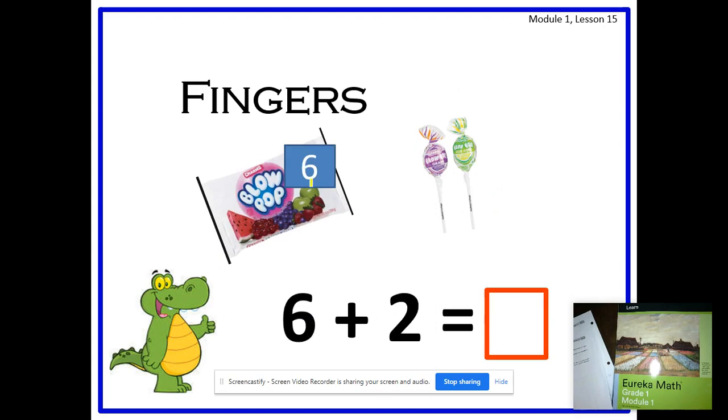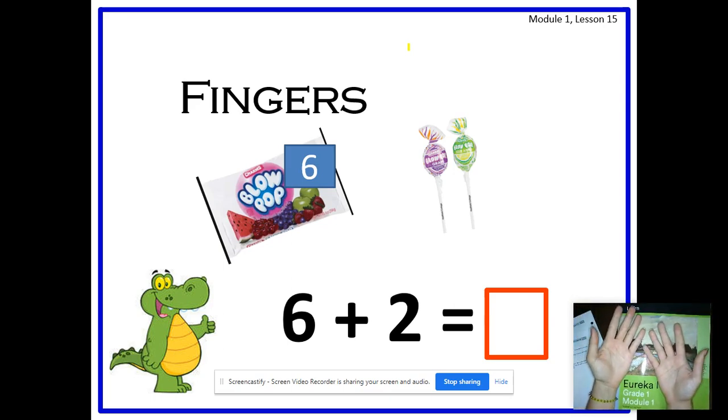Let's continue. Or another strategy is we could use our fingers, right? So when we use our fingers, we count on our fingers. So let's count. Put out your hands, everybody's hands. Put them out. And we're going to count. Ready? Let's count the fingers on our hands. 1, 2, 3, 4, 5, 6, 7, 8, 9, 10.